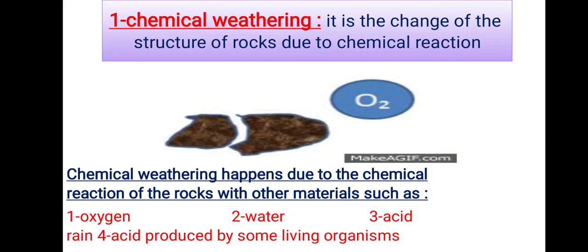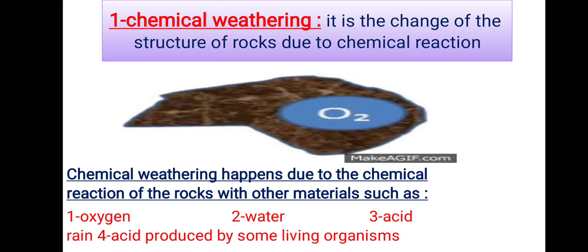So the chemical weathering is a type of weathering that happens when there is a chemical reaction between the rock and another material. Another material like what? Like the oxygen from the air, like the water, like the acid rain, like the acid produced from any living organisms.